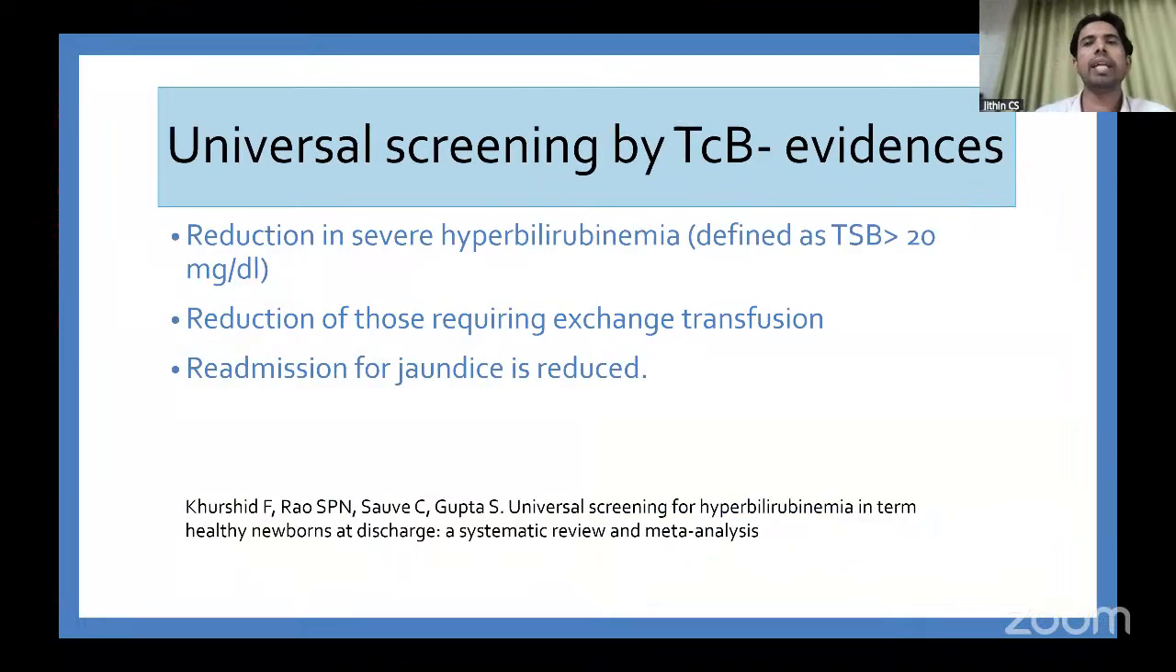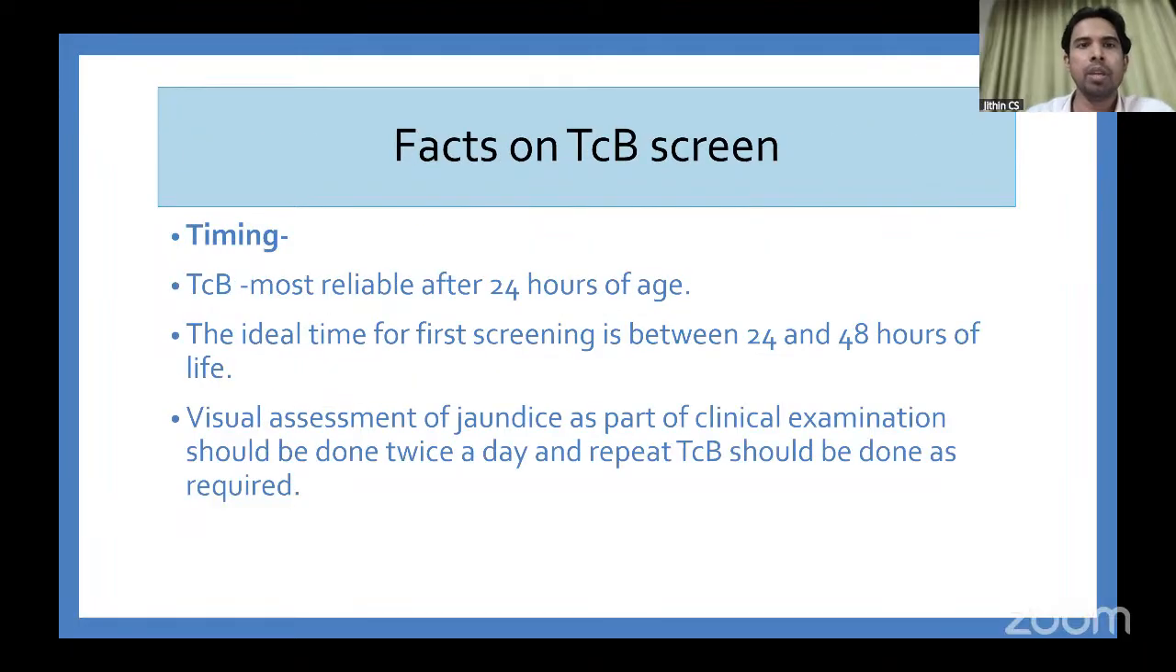So what is the evidence in favor of universal screening by TCB? Various studies have shown that there is a reduction in severe hyperbilirubinemia. There is a reduction in the number of babies requiring exchange transfusion. Also, readmission for jaundice is reduced with the TCB. TCB is most reliable after 24 hours of age.